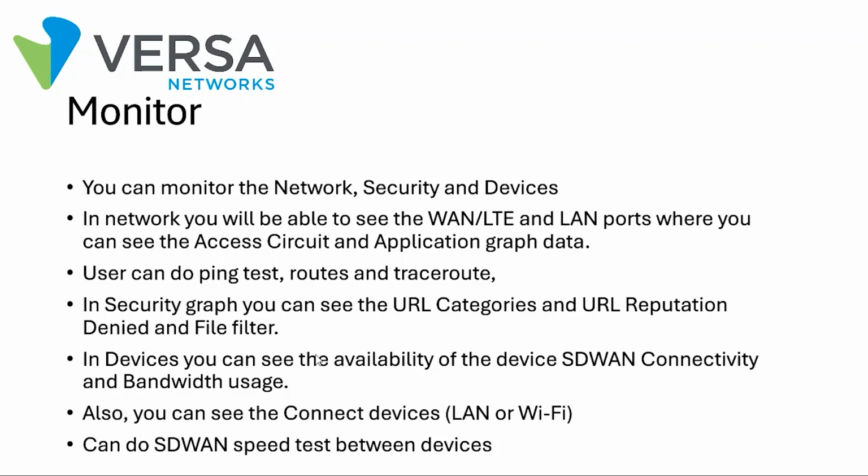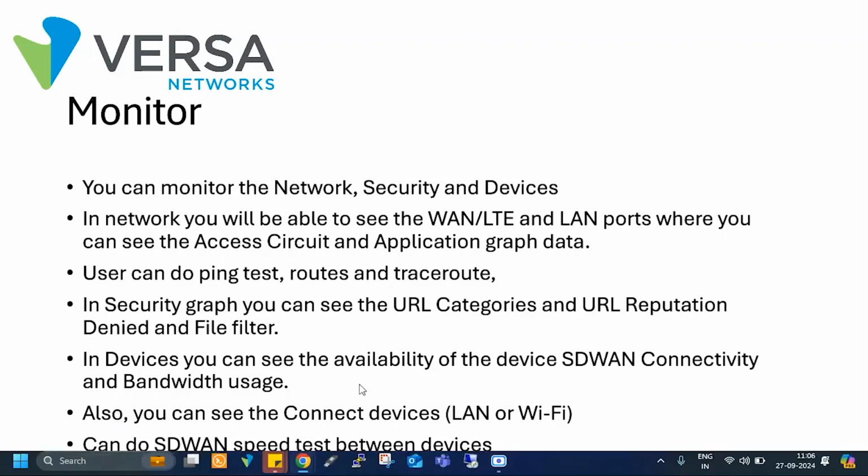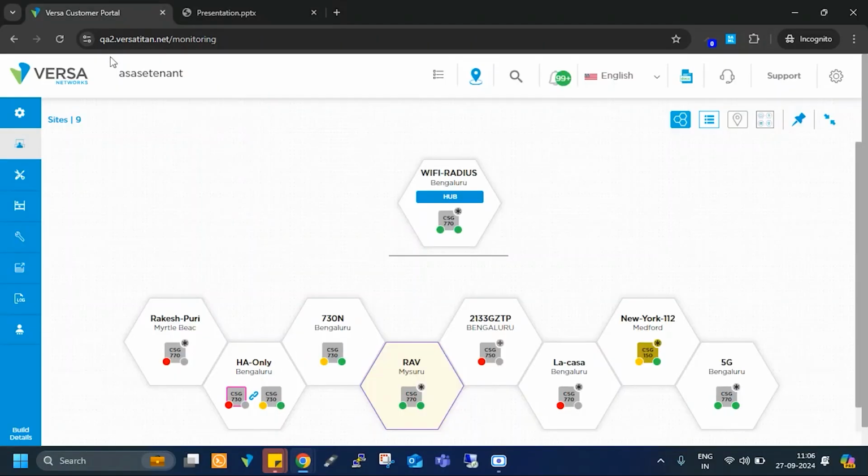In the security graph, you'll see data for URL categories denied, URL reputation denied, and other data in graph form. You'll also see the file filter data for the devices, the availability of devices connected to the SD-WAN, and bandwidth usage. You can also monitor connected devices and perform SD-WAN speed tests between devices. Let's go to the monitor screen and see what the UI looks like.